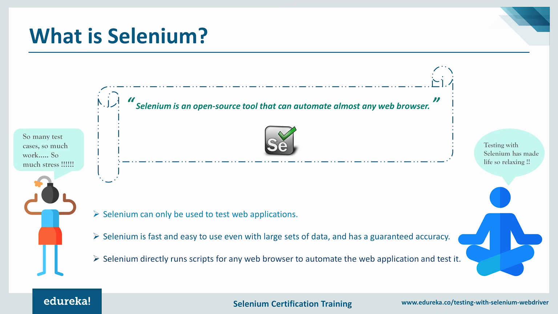And now that we know what Selenium is, let us also quickly go over how web applications are tested in it. Being able to automate any web browser, Selenium directly runs scripts in that browser to simultaneously automate the web application and test it. So we'll be running our first test case towards the end of today's session so that you people can relate to everything that we are learning right now.